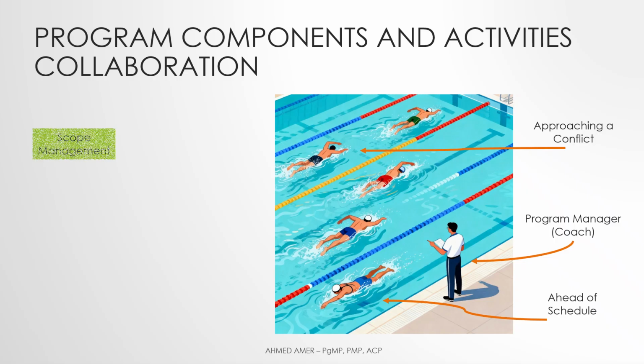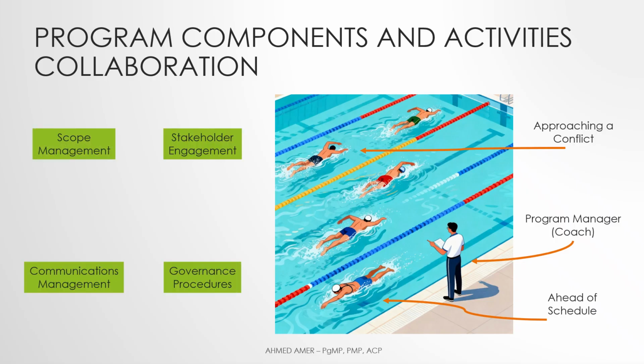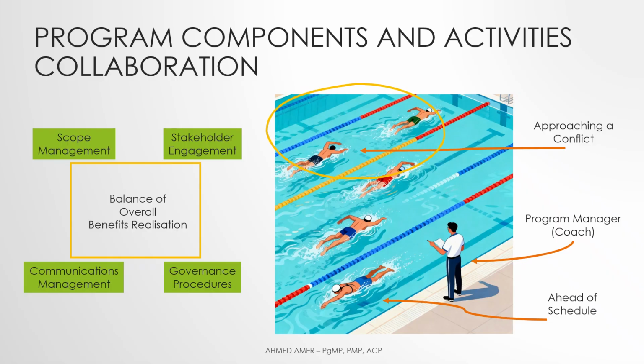Even when scope management, communications management, stakeholder engagement, and governance procedures are properly executed, the program must still be balanced in terms of its overall benefits realization pace and value delivery schedule. Let's go back to the two swimmers in the picture who are about to bump into each other. It's a good reminder of why setting the right pace matters. This pace should consider external factors such as capabilities and resource capacity.